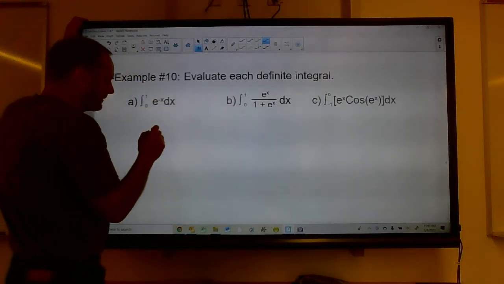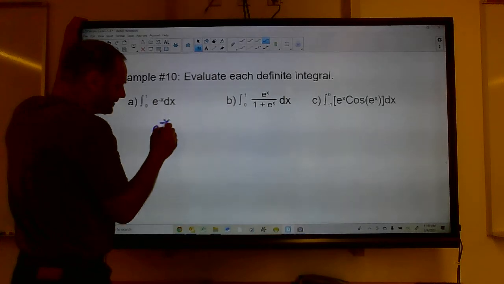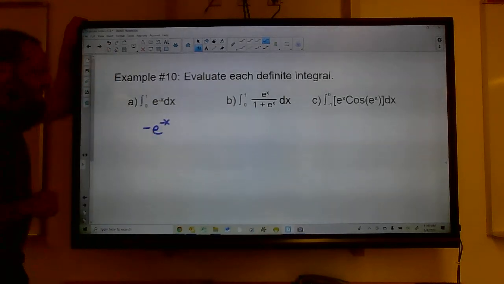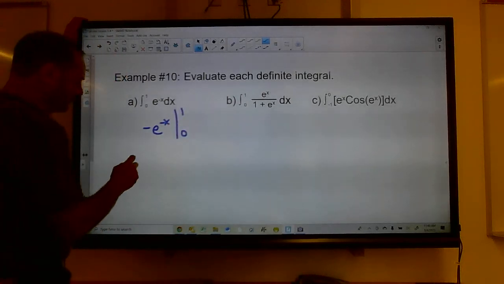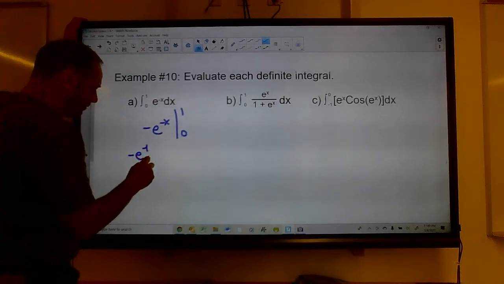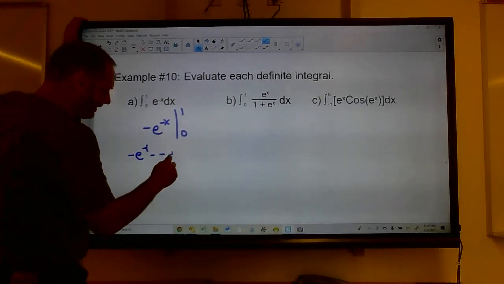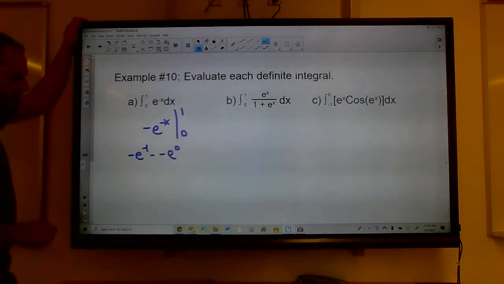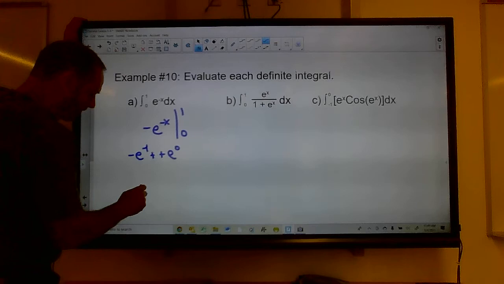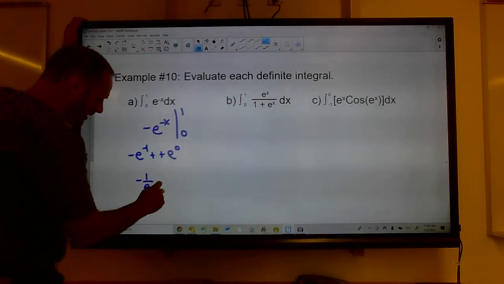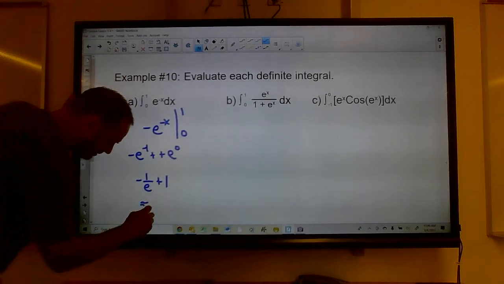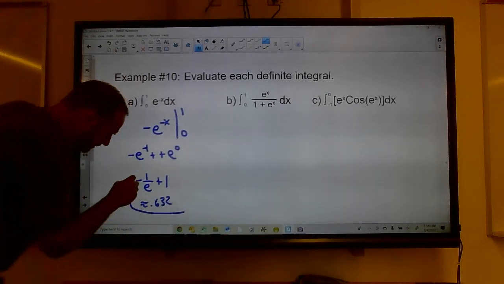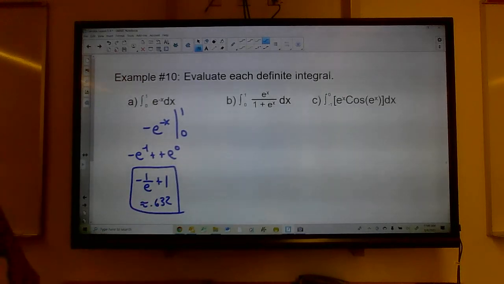So the integral of e to the negative x is going to be e to the negative x times the derivative of that, which is going to be negative 1, evaluated from 0 to 1, which is going to be negative e to the negative 1 minus negative e to the 0 power. So those cancel, and I get negative 1 over e plus 1, which, what's that approximately equal to? 0.632. Either one of those will do. This, of course, is exact, and that's approximate.